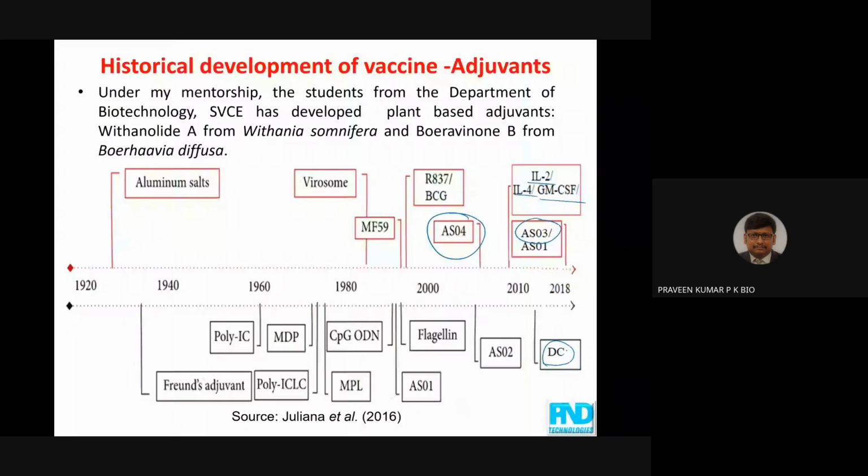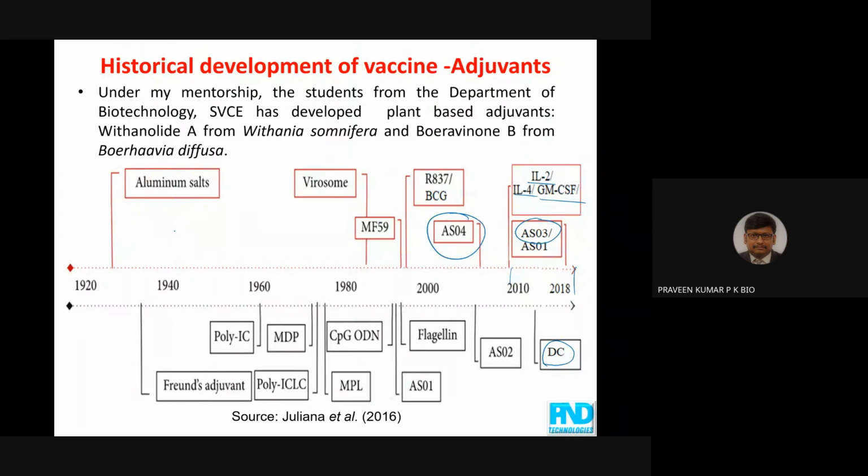I told you dendritic cell is a professional antigen presenting cell. This also acts like an adjuvant. Not only the protein molecules act like an adjuvant, even the cell itself can act like an adjuvant. So in this era, the research happened at that time, and even I worked in that.